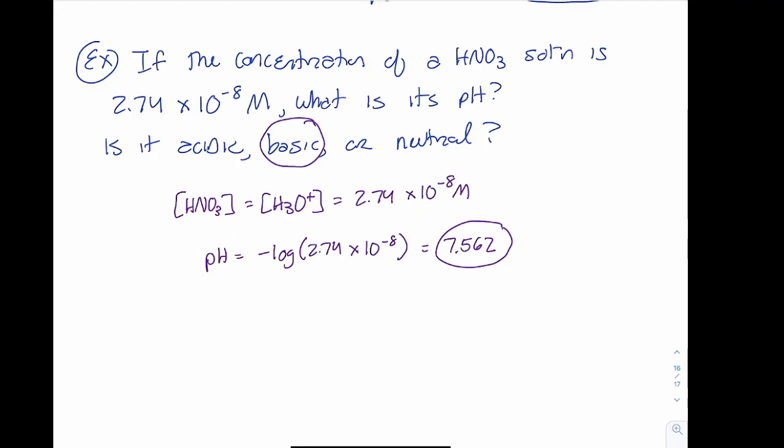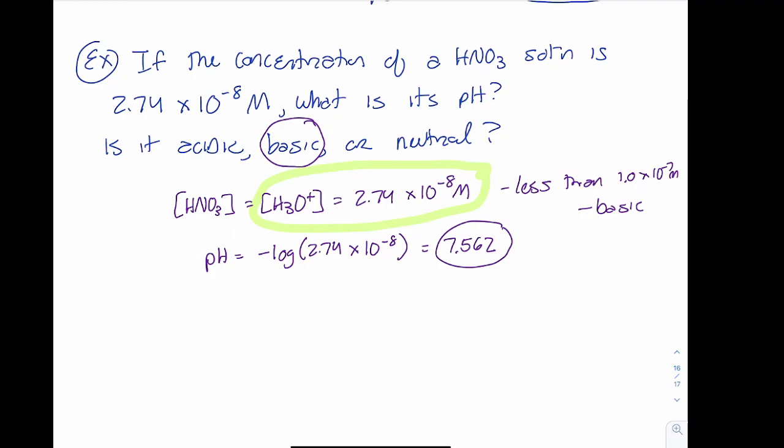If we just look at this original number, this is less than 1.0 times 10 to the negative 7th molar. It's basic. So even though it's a strong acid, I have such a small amount of it that the ionization of water is actually making it a basic solution. So do be careful, right? Don't get acid and acidic mixed up. Don't get basic and a base mixed up, right?